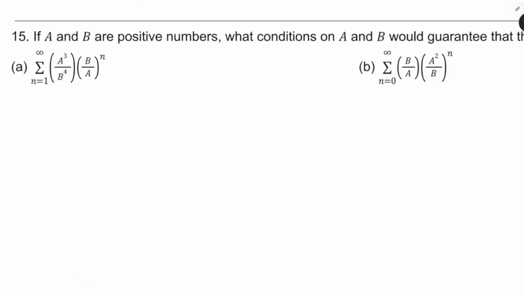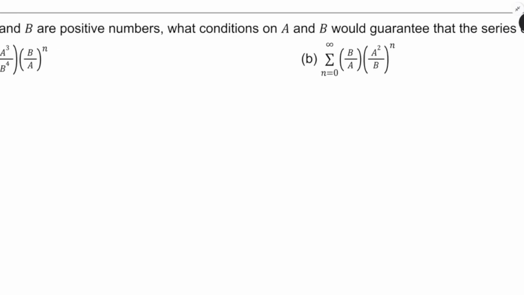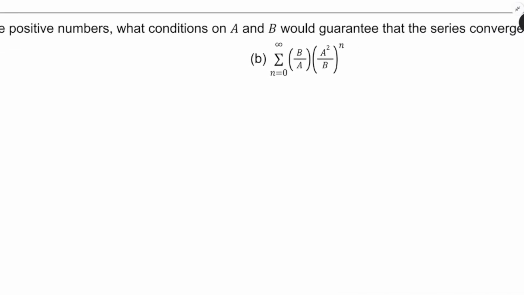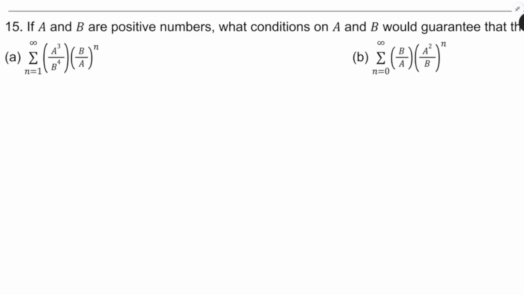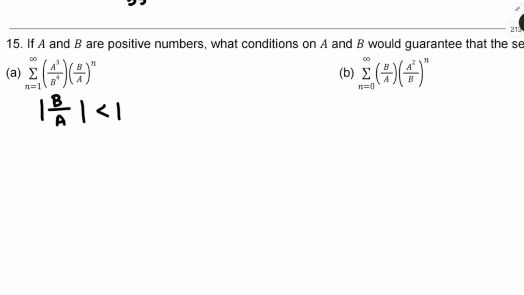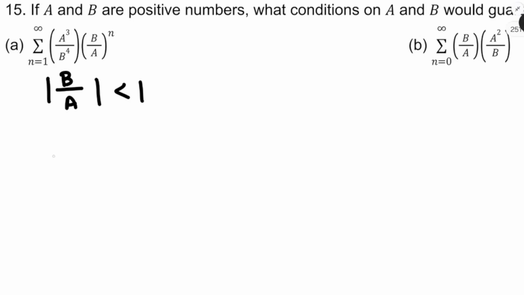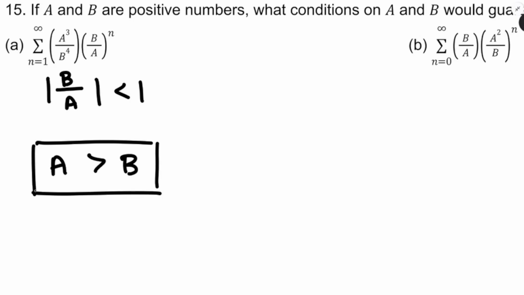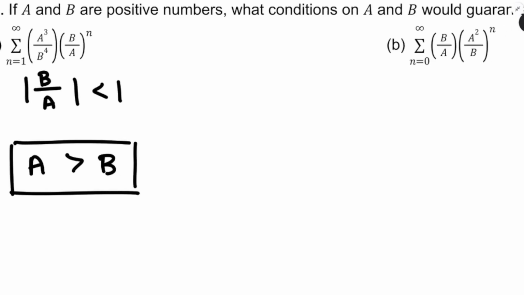If a and b are positive numbers, what conditions on a and b would guarantee that the series converges? If it was a geometric series, that's pretty much all we know right now. And we can see that these are going to be geometric series because n is the exponent. We just need b over a to be less than 1 in absolute value. But I remember there's a disclaimer that they're positive numbers, so we just need a to be bigger than b. If a is bigger than b, then b over a is going to be less than 1, assuming a and b are both positive, which they are.